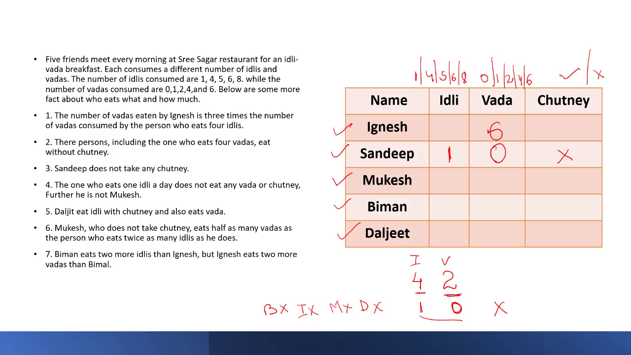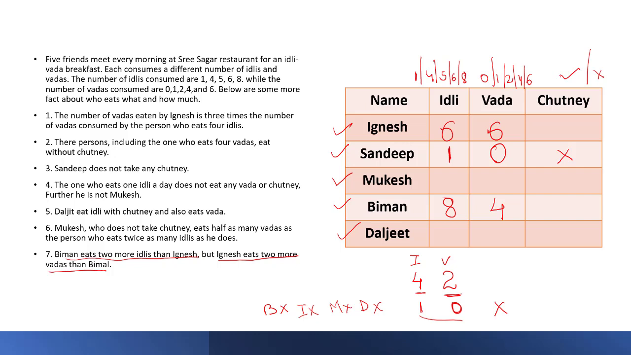Now, reading the data given for Bimal: Bimal eats 2 more idlis than Ignesh, but Ignesh eats 2 more vadas than Bimal. That means if Ignesh is eating 6 vadas, Bimal must be eating 4 vadas. Look at this point: Ignesh eats 2 more vadas than Bimal, and Bimal eats 2 more idlis than Ignesh. This can be satisfied if Ignesh has 6 idlis and Bimal is eating 8.